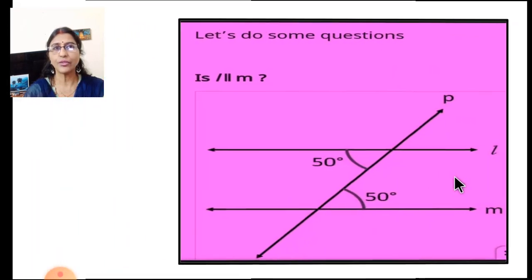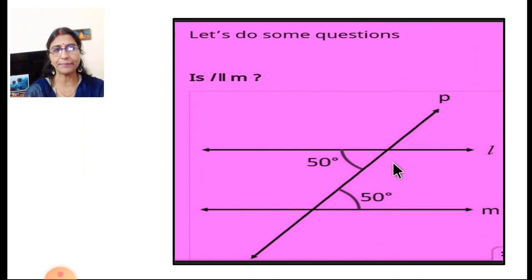Now children, we'll do some questions here, some examples. Here you can see these are the two lines L and M, and this angle here, they are interior alternate angles. You can see they are alternate to each other and they are inside the lines. So we know they are interior alternate angles and they measure 50 degrees. So both the angles measure 50 degrees.